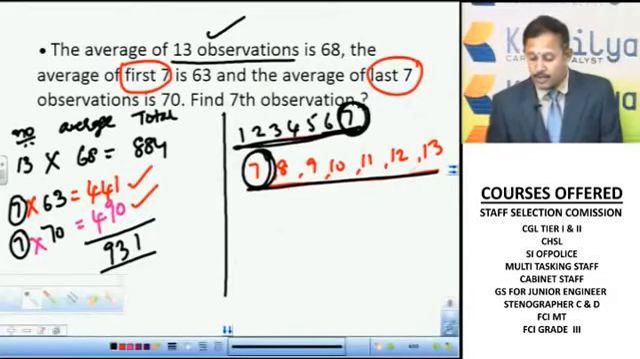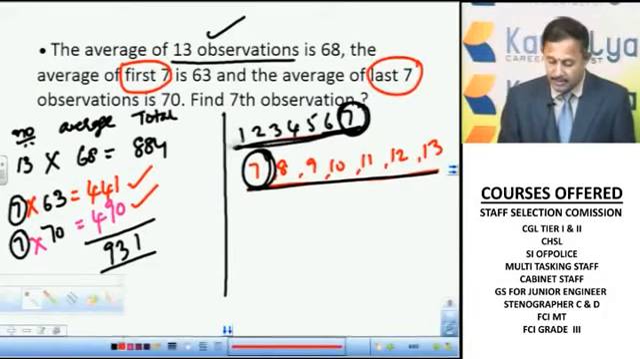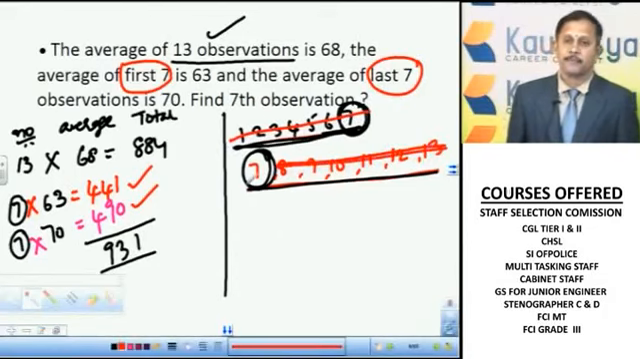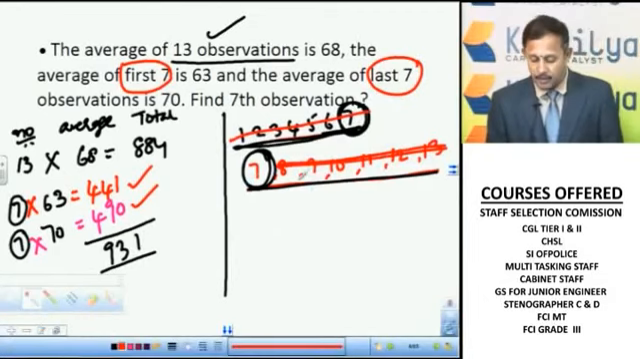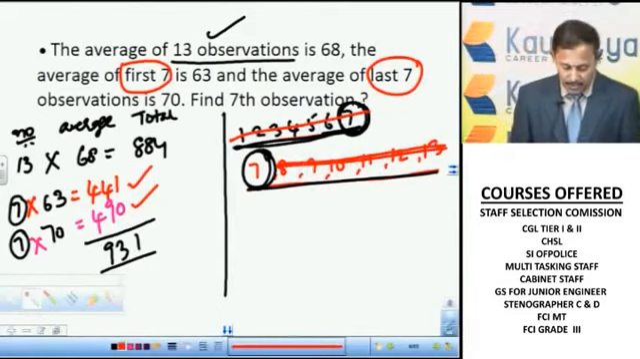931, that is the total for all these elements, and out of 931, if you eliminate these elements, we can get only the 7th number. So these elements mean 1, 2, 3, 4, 5, 6, 7, 8, 9, 10, 11, 12, 13. Nothing but all the 13 elements. What is the total for all the 13 elements?